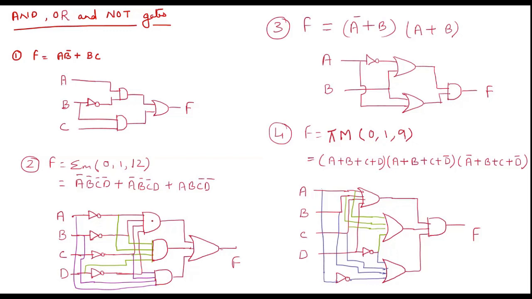Coming to the first gate, you can see the red lines, this is directly A complement, B complement, C complement, and D complement. So this is giving me the first min term. Second, you can see the green lines.